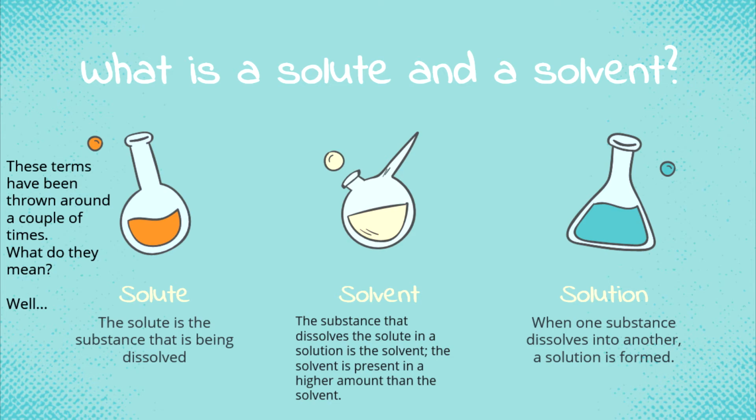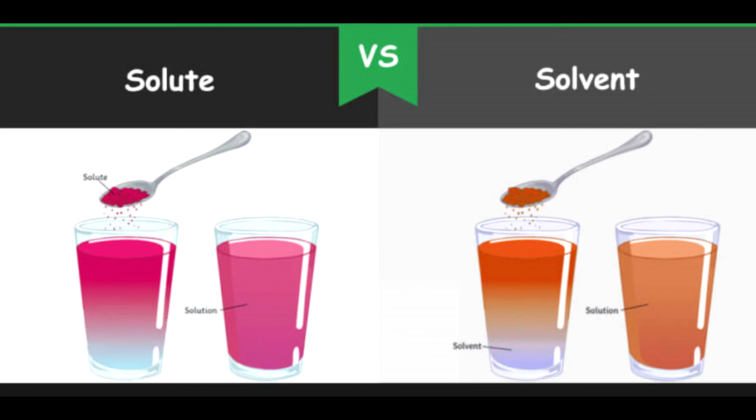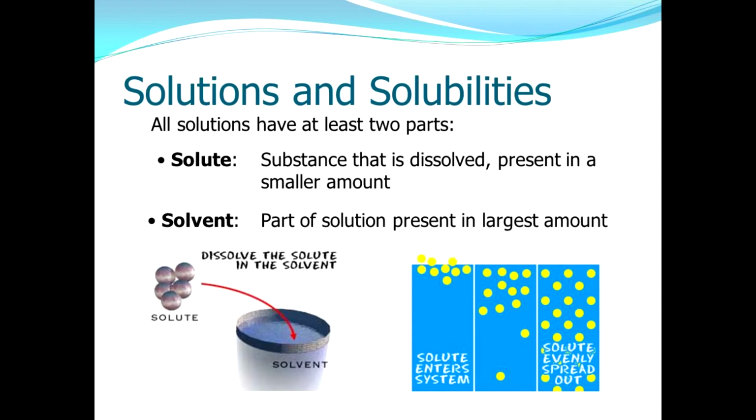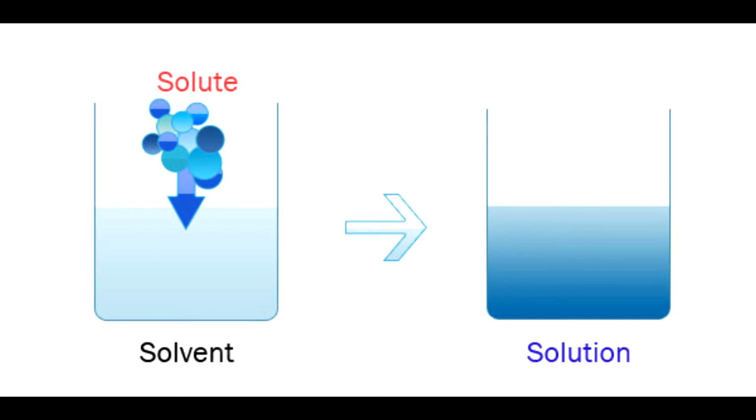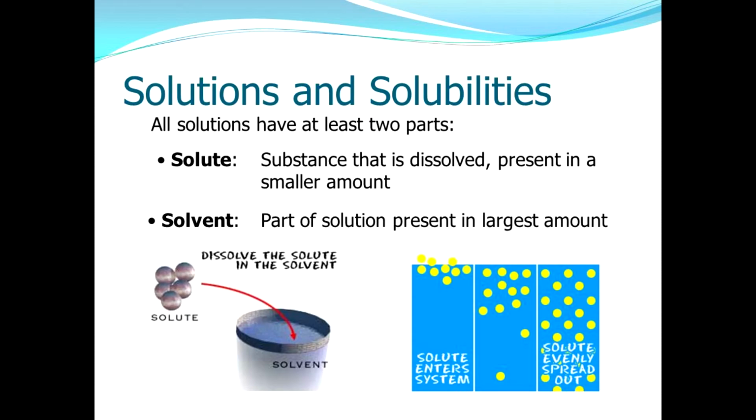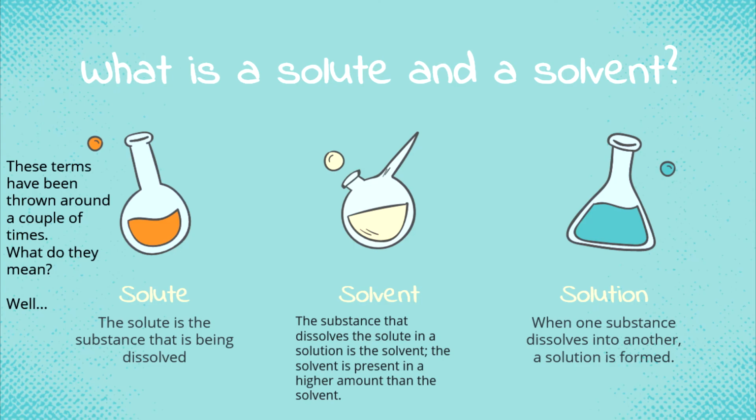Now, you've probably heard me throw these terms around a couple of times, but you must be wondering, what do they actually mean? Well, let's get into that. A solute is a substance that is being dissolved. A solvent is the substance that dissolves the solute in a solution. The solvent is always present in a higher amount than the solute, generally speaking. The solution is when one substance dissolves into another, and is a mix of both things.